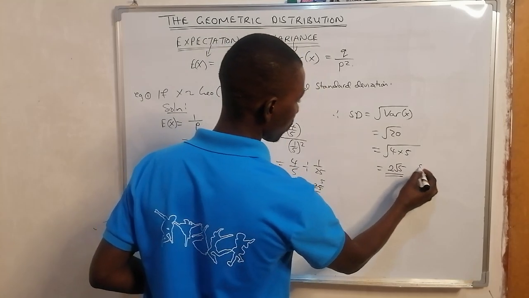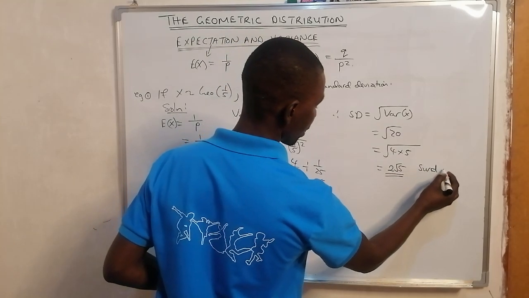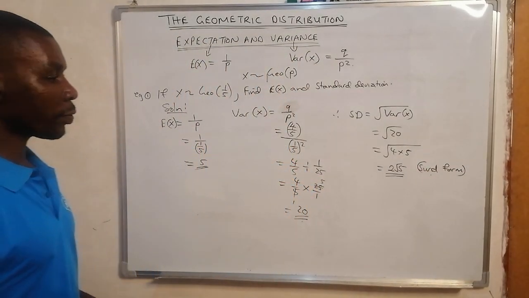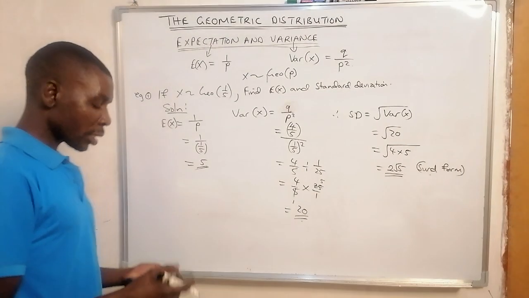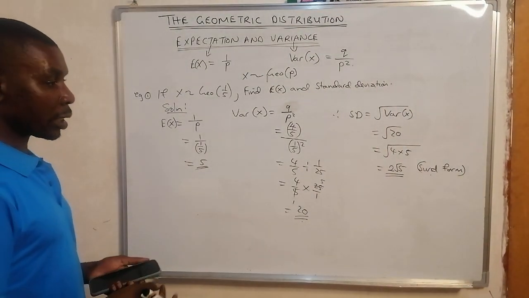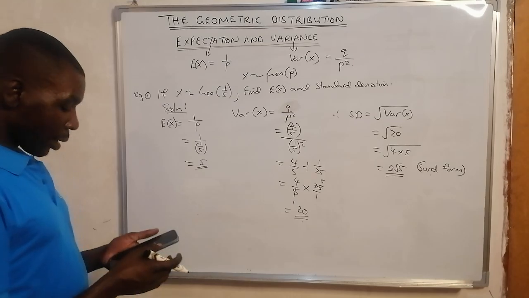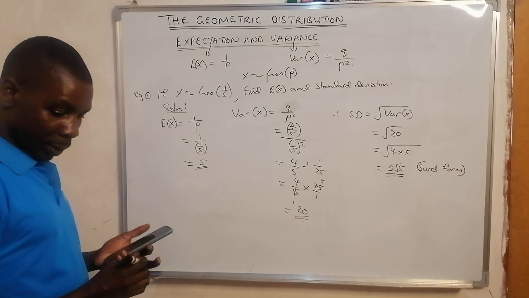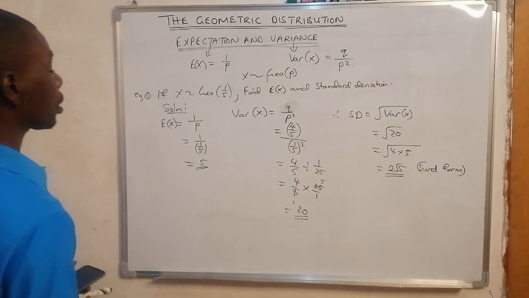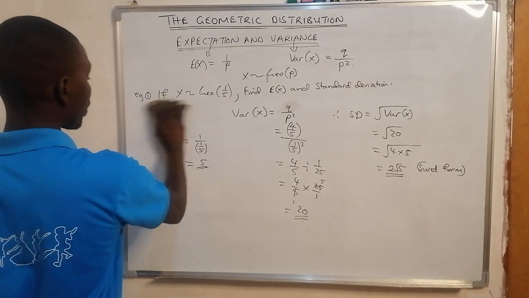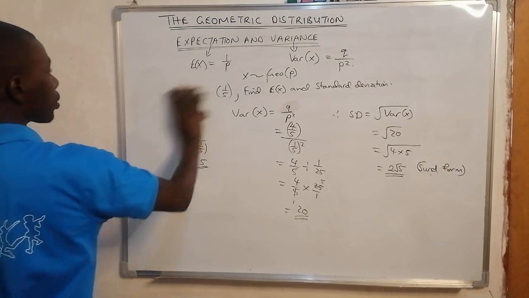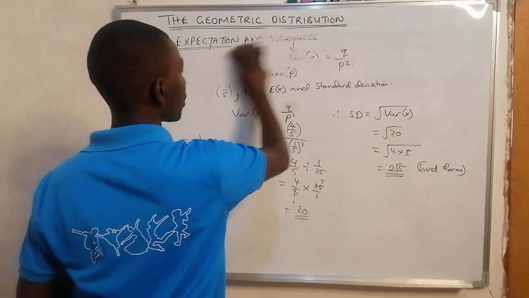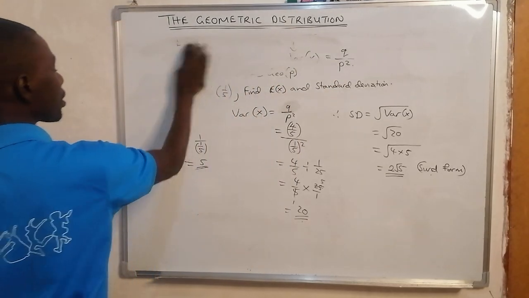This is in surd form, if the question asks you to leave it in surd form. But if it asks you to give your answer to 2 decimal places or so, then you just punch it in your calculator, right? Another example under expectation and variance.